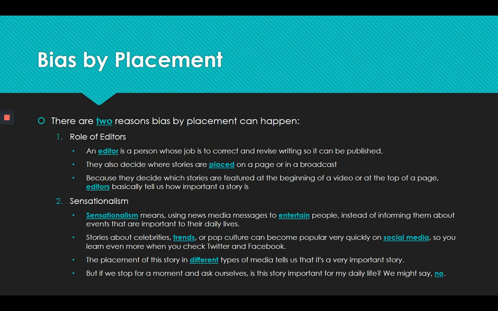sensationalism. Sensationalism means using news media messages to entertain people instead of informing them about events that are important to their daily lives. Stories about celebrities, trends, or pop culture can become very popular very quickly and on social media. So you learn even more when you click and check Twitter and Facebook. The placement of this story in different types of media tells us that it is a very important story. But if we stop for a moment and ask ourselves, is this story important for my daily life? We might say no.